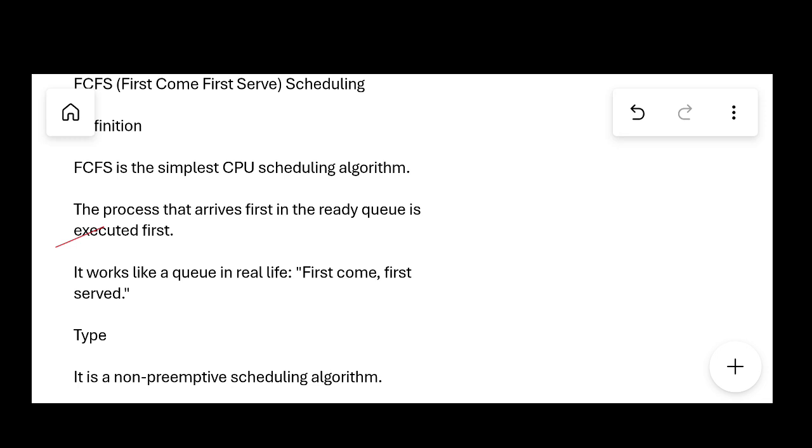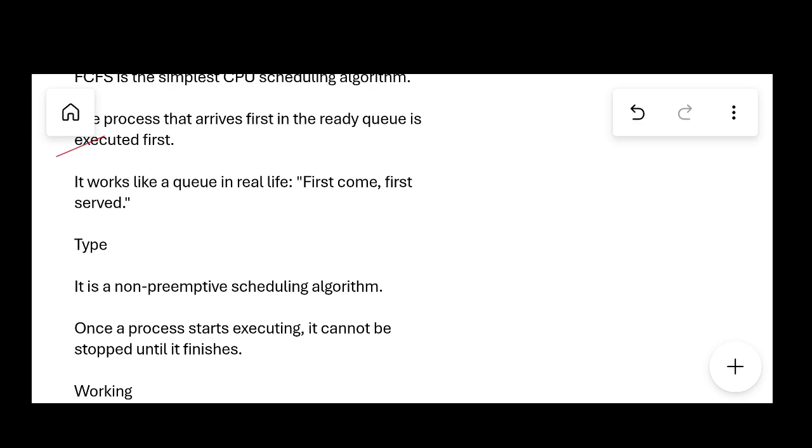So FCFS is the simplest CPU scheduling algorithm. It is also a non-preemptive algorithm, which means once a process starts executing, it cannot be stopped until it finishes.